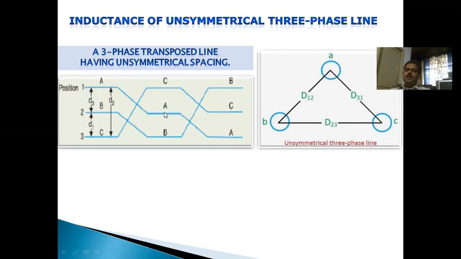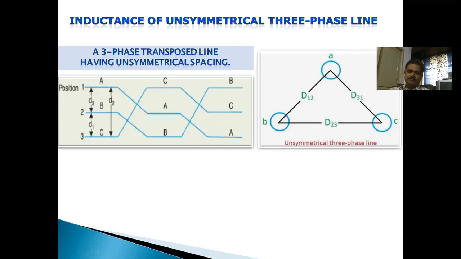In position 2, it may be a little bit more or a little less, a different value. In position C, again the distances are different. So because of these unsymmetrical spacings, the inductance value at each position is different. A slight difference, not much, and that can be overcome by transposition of conductors. The positions of the conductors are changed; this is called transposition of conductors. The average value of all three gives the inductance per phase per meter.